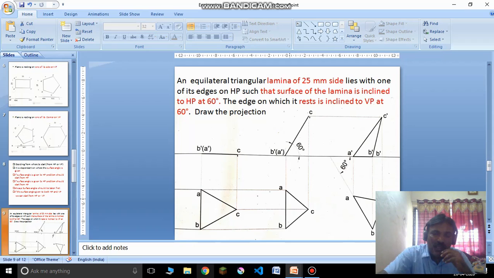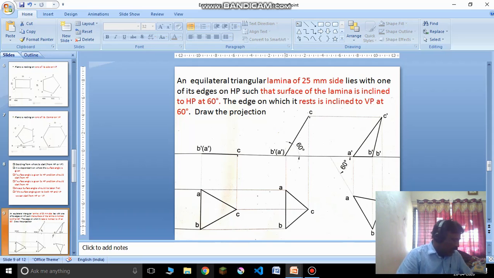Once I got the top view, then the second condition says the edge on which it is resting is inclined at 60 degrees to VP. In the beginning, the edge on which I am resting is AB. You can see here this AB, its length is not changed, the same length is there, that means still it is a true length. So this line has to make 60 degrees to VP.